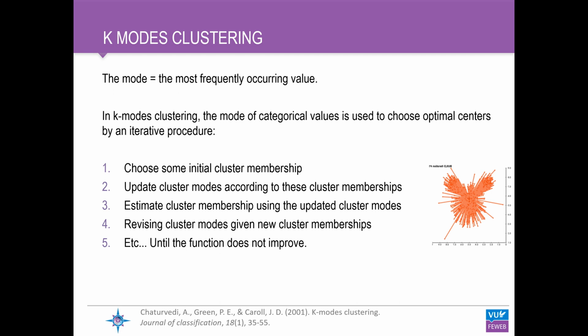Now the k-modes clustering uses the most frequently occurring value. So there you also choose an initial cluster membership. You update them according to these memberships, and then you estimate it using the updated cluster modes.